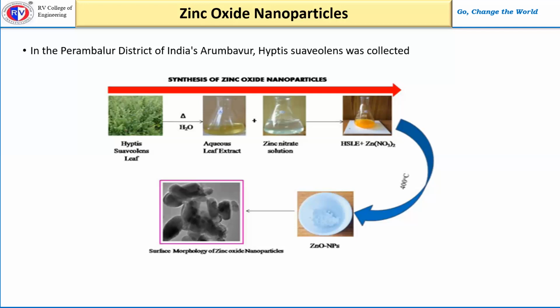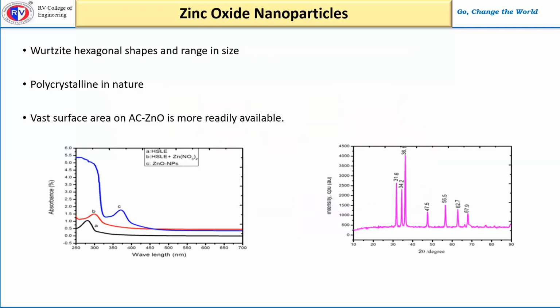and the combination was then agitated for 3 or 4 hours. Then the resulting mass is dried at 100 or 120 degrees Celsius in a hot air oven. So the yellow paste will be obtained, and again it is calcined to produce fine zinc oxide nanoparticles. So this is the process to prepare the nanoparticles.